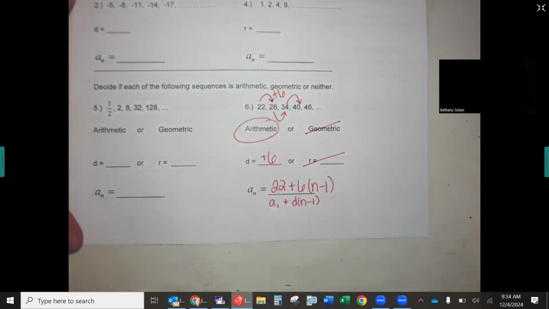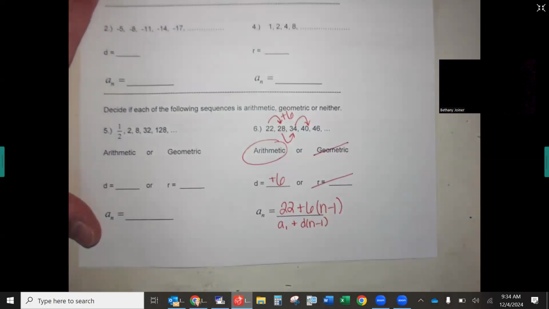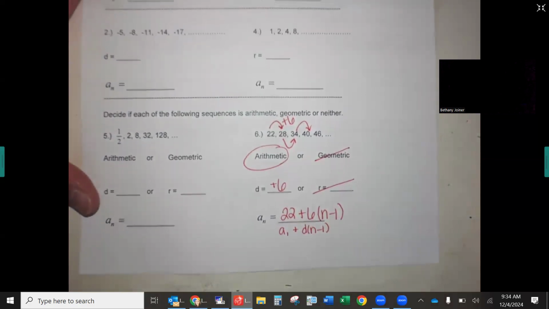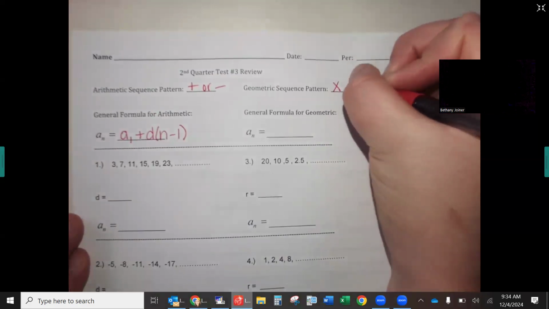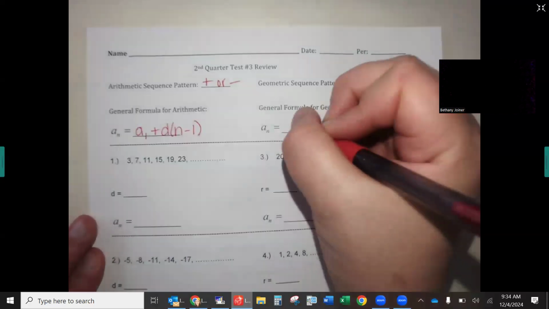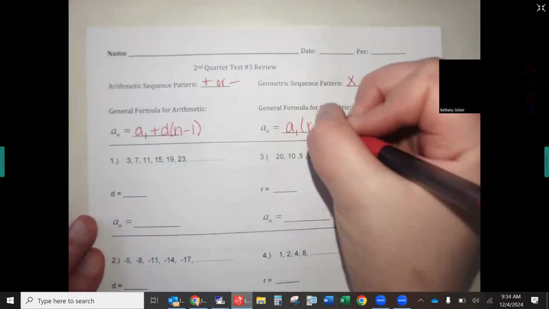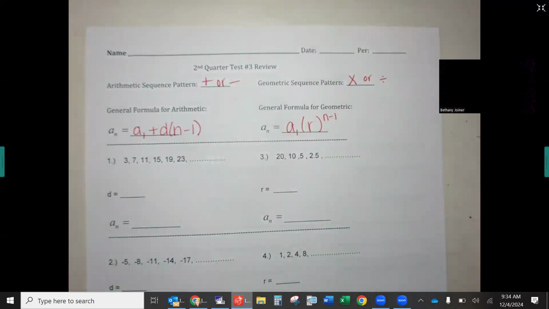Okay, go back up to the top. Let's fill in your formulas for geometric. Make sure you remember them. Okay, geometric, what are the operation types? Multiplication or division. And your formula is A1 times R to the n minus 1. But remember, it's the same pieces of the formula, but you're adding or subtracting if it's arithmetic. You're multiplying by the ratio if it's geometric.